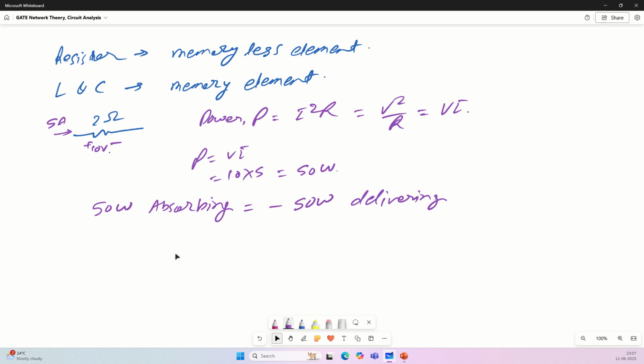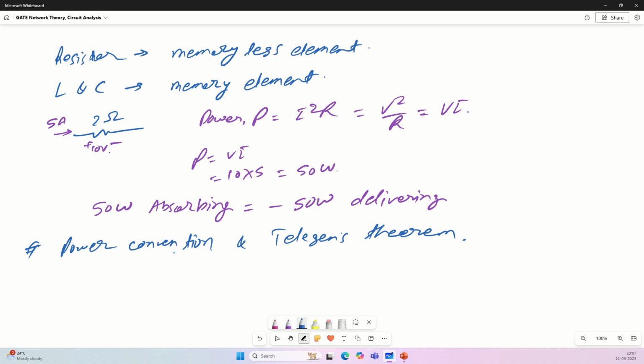Okay. So with this assumption, we are going to talk about some theorems. First of all, we'll talk about power convention, and then we'll talk about Tellegen's theorem. There are a lot of questions asked on this power convention as well as Tellegen's theorem, so you have to understand very nicely what it is exactly.